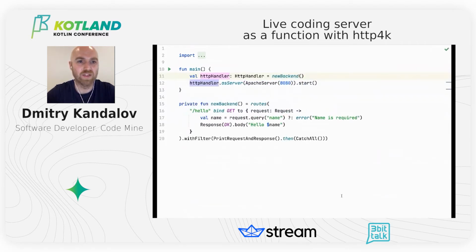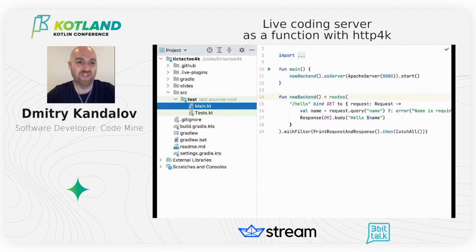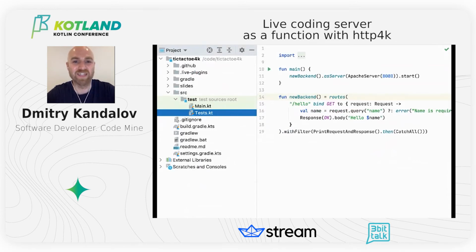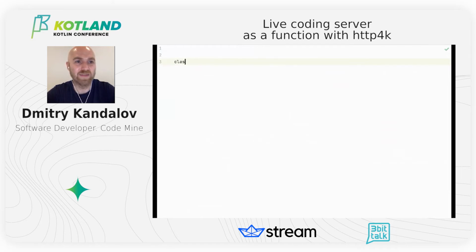And can inline the HTTP handler. So the whole main function is a one-liner now. And this new backend will be basically our server as a function. That's literally what it means. That's our whole server. So to illustrate testability, the next thing I'm going to do is write some tests, because that's what we do in TDD.